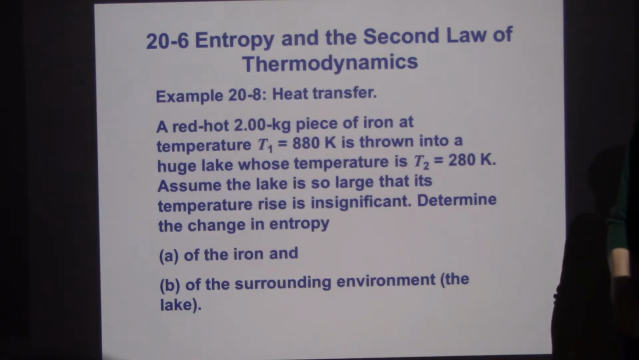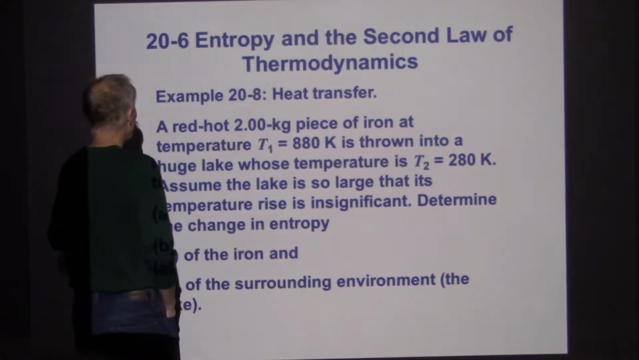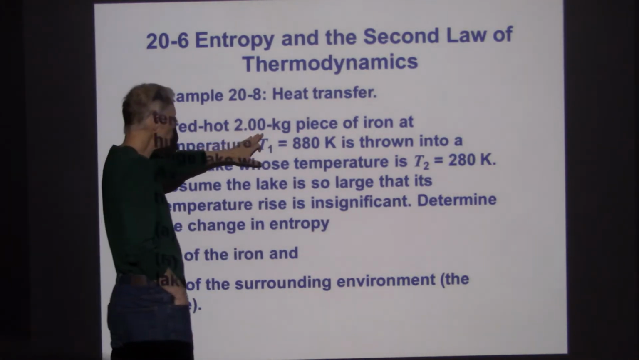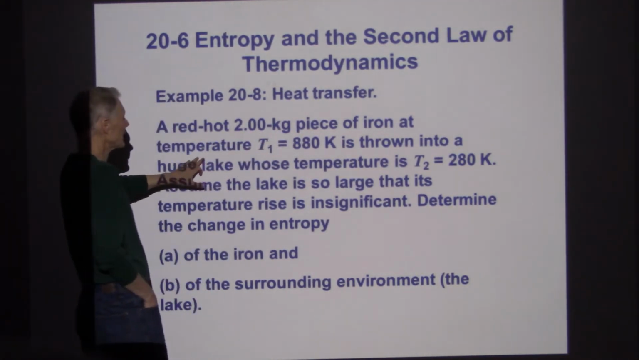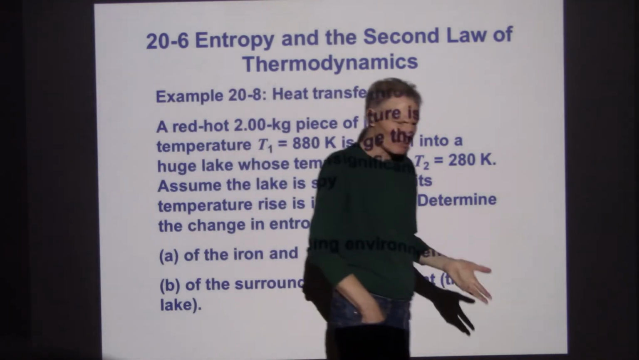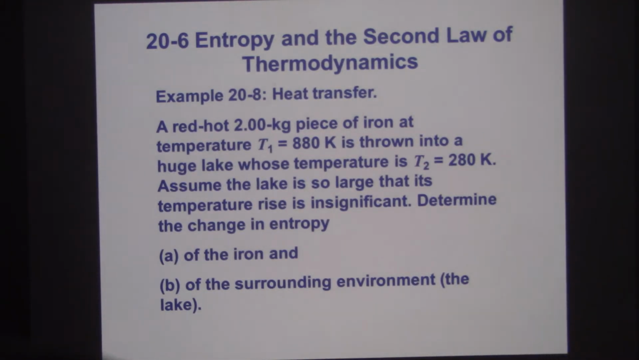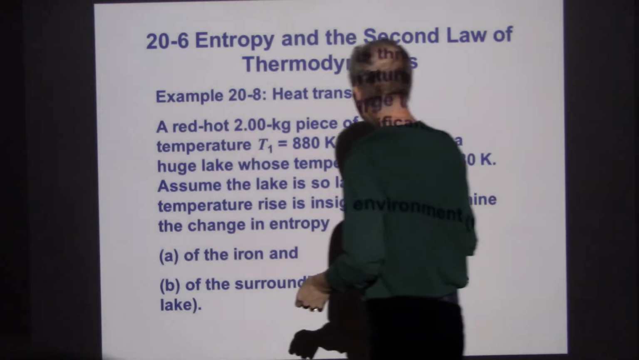Here's another example of calculating some entropies. This one is saying, look, I have a red hot 2 kilogram piece of iron at a temperature of 880 Kelvin. What's the melting point of iron? Isn't it melted by the time you get to 880 Kelvin? I've got to look that one up. That seems really, really high.